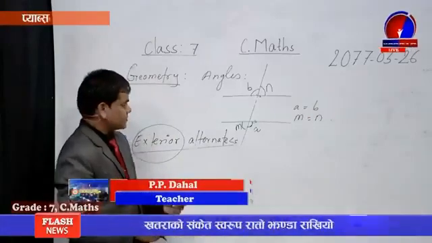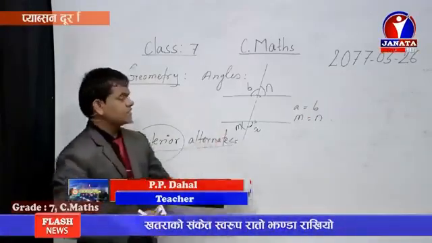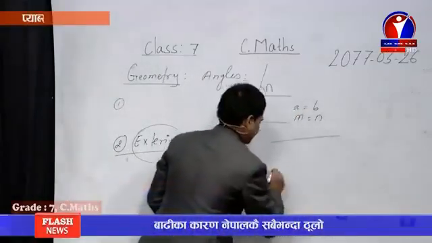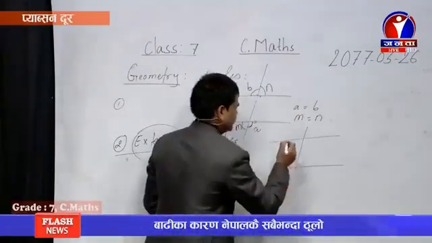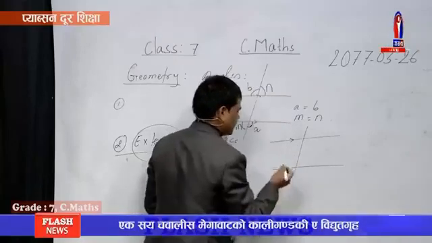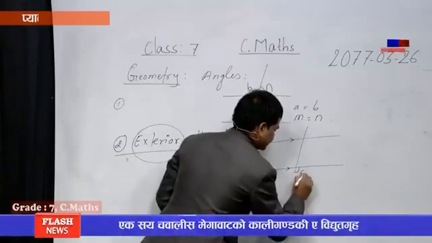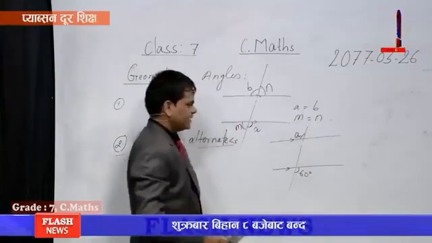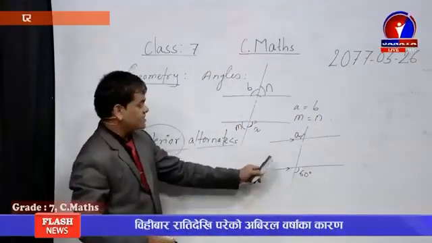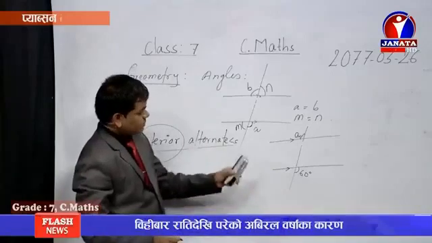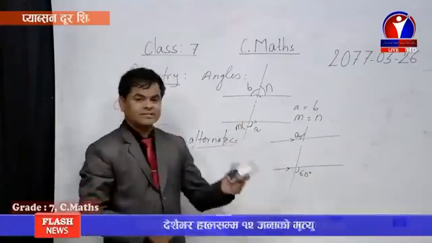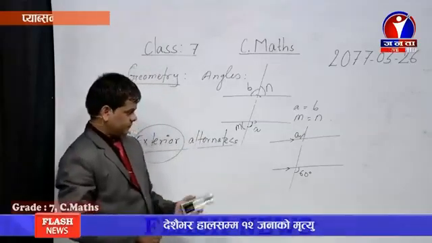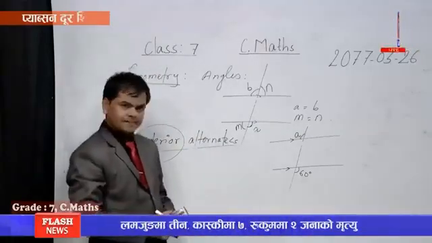Is that clear, dear students? By taking this concept, I'm going to give you one question to do yourself. Suppose these two lines are parallel to each other, and here is 60 degrees. What will be the value of A here? Do this question later on, but just now copy the question. After the completion of this class, you can solve it. What will be the value of A?